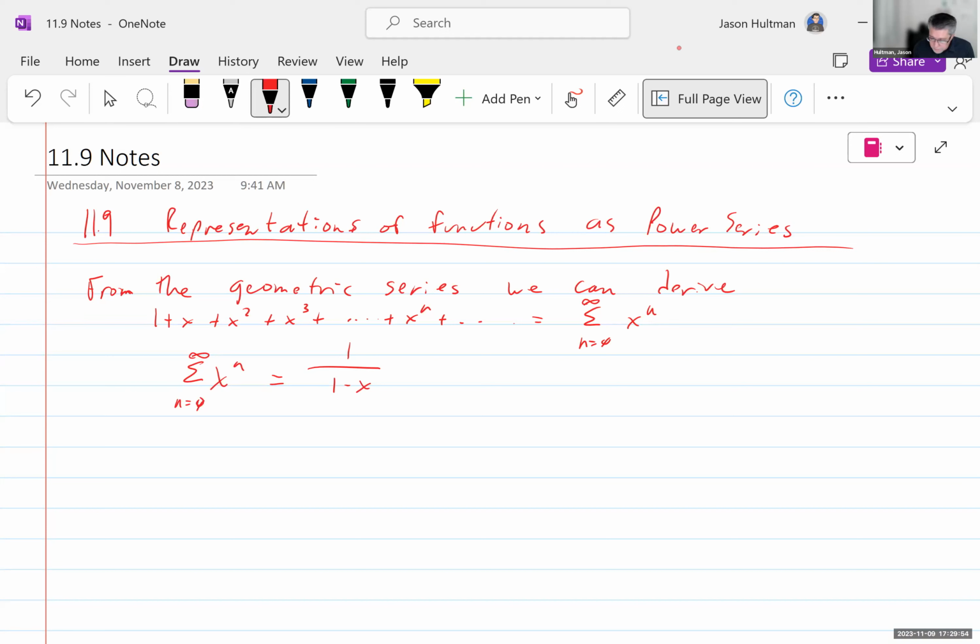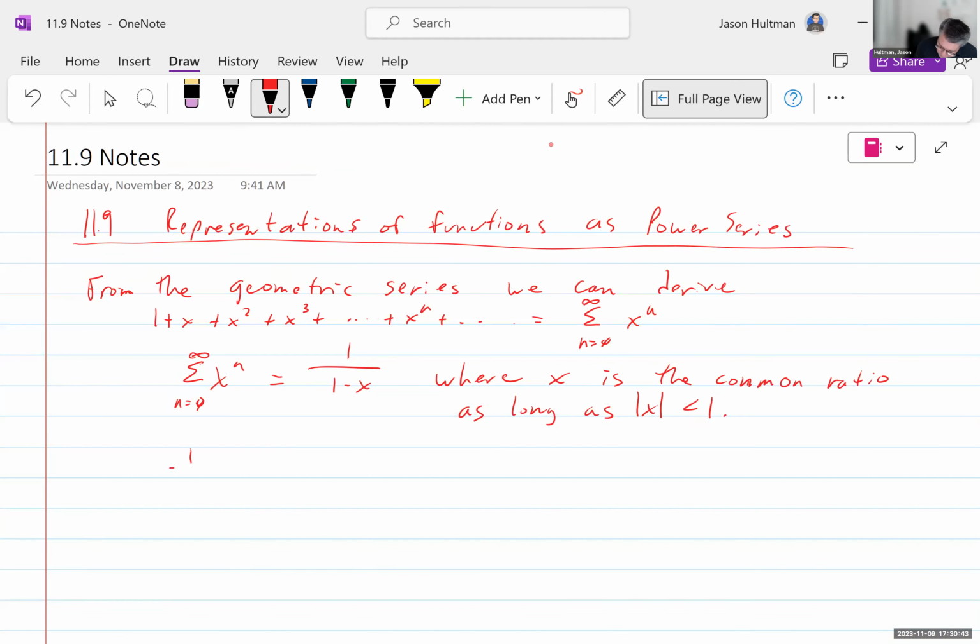Okay, remember that because this is a geometric series and the common ratio is x, then we can say this thing converges and has a sum of 1 over 1 minus x, where x is the common ratio, as long as the absolute value of x is less than 1.